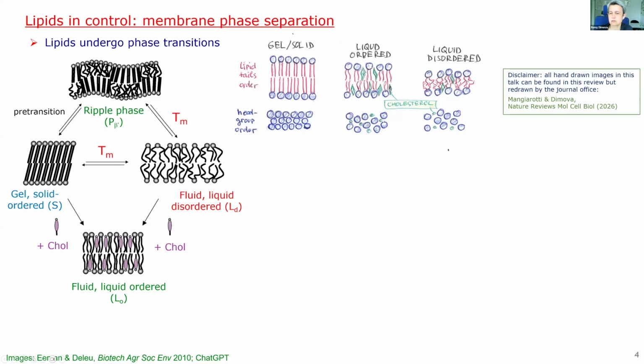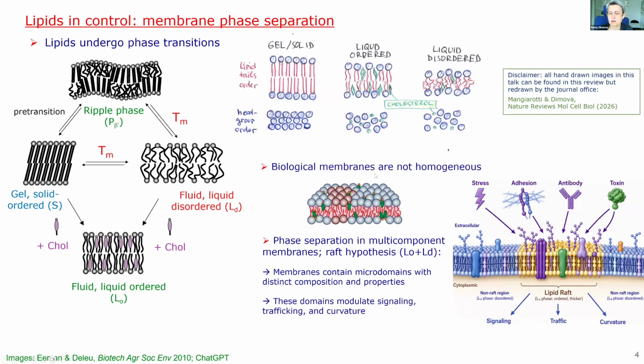Why are we talking about these two phases? Because they are very characteristic also for biological membranes, which are not homogeneous. You can have phase separation in them because they are multi-component. And the raft hypothesis simply tells you that there might be liquid ordered domains in a liquid disordered environment. They can be very tiny, submicroscopic, and certain proteins partition into them. So these are called lipid rafts.